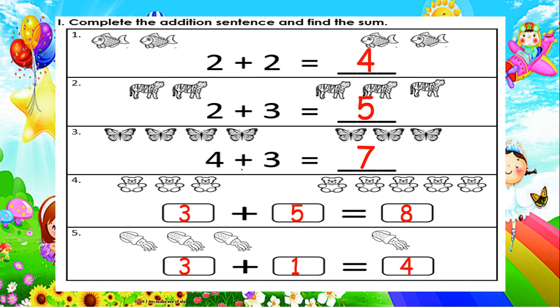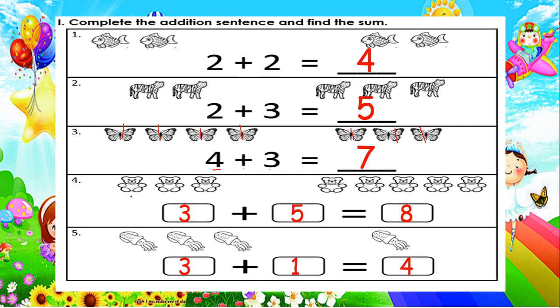Next, we have 4 plus 3. You have here 4. 1, 2, 3, 4. You have 4 butterflies plus 3, another 3 butterflies here. 1, 2, 3. So you are going to put all these butterflies together. So it means you need to count all. 1, 2, 3, 4, 5, 6, 7. So you have 4 plus 3 equals 7. So you have to write number 7 here.